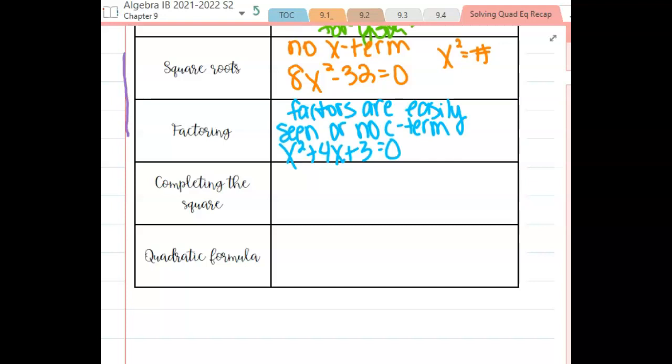Now, the no C term is the one that can be a little bit harder to see, but I promise you it's going to be much easier to solve by factoring than any of the other methods. And it might look something like this: 3x squared plus 6x equals 0.